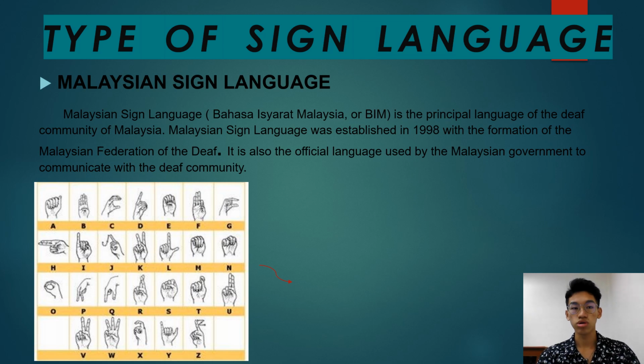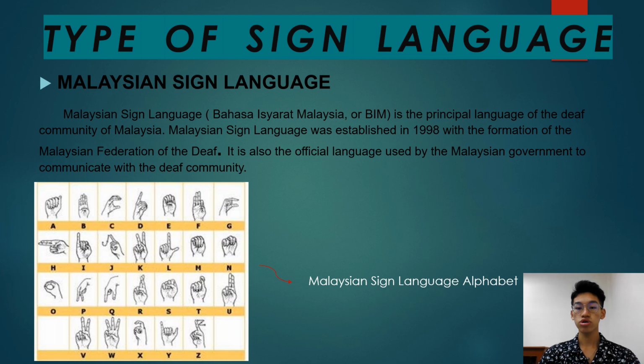So I'm going to show you the types of sign language. The first type is Malaysian Sign Language. It's called Bahasa Isyarat Malaysia, and the short form is BIM. It's the principal language of the deaf community of Malaysia. Malaysian Sign Language was established in 1998 with the formation of the Malaysian Federation of the Deaf. It is also the official language used by the Malaysian government to communicate with the deaf community.